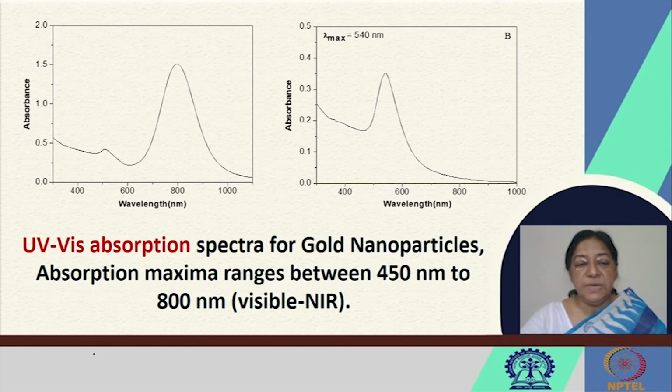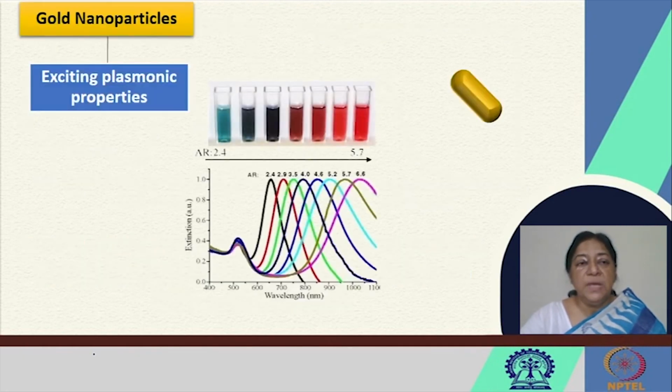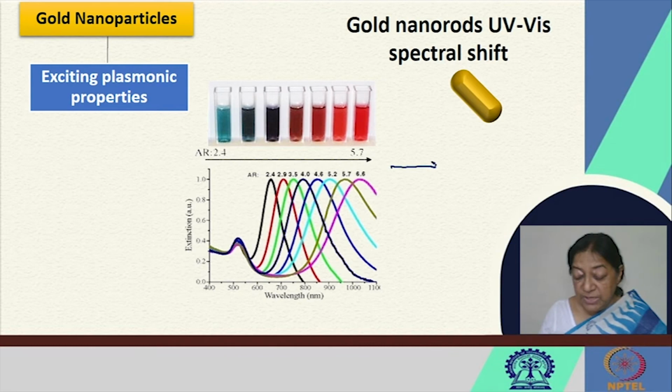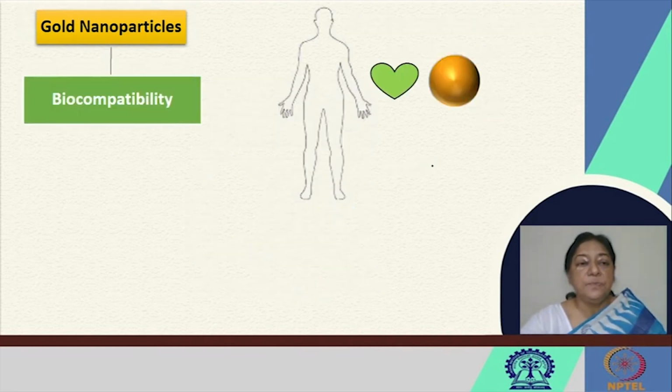This is a typical UV vis absorption spectra for gold nanoparticles, where the absorption maxima ranges between 450 and 800 nanometers. There are exciting plasmonic properties of these gold nanoparticles, and what happens for these gold nanorods is there is a spectral shift associated with the size and the shape of the nanoparticle.